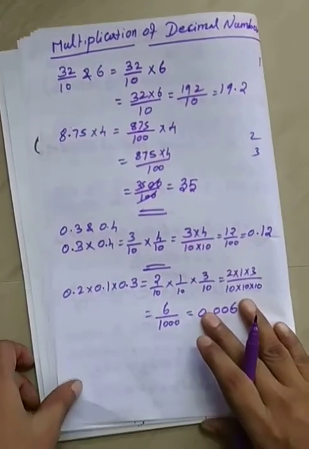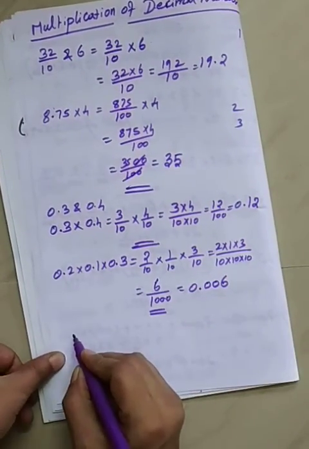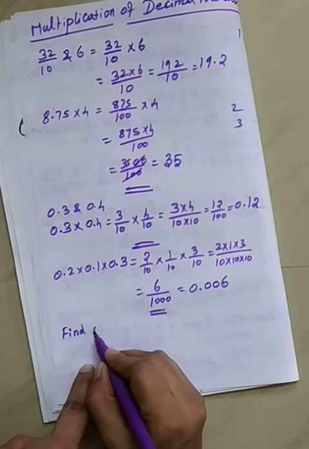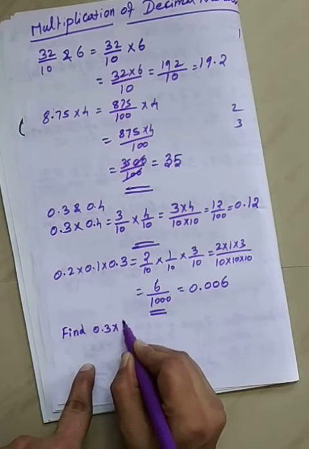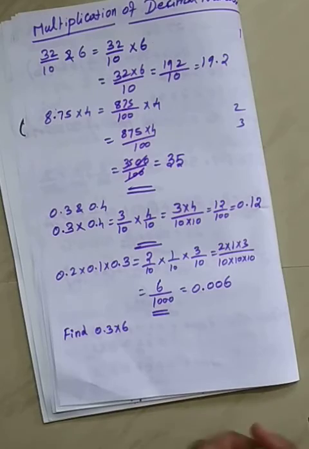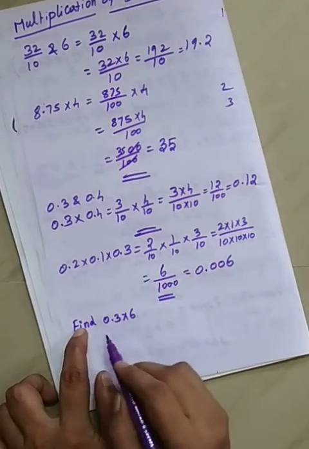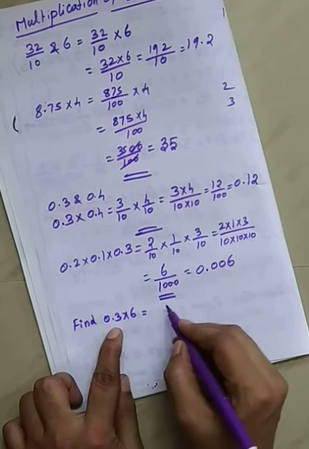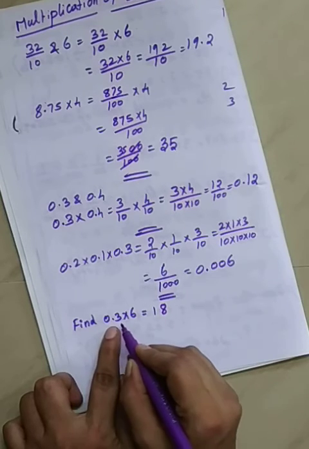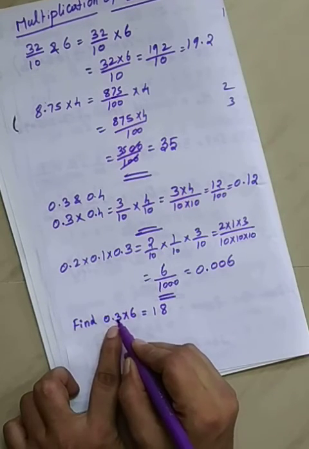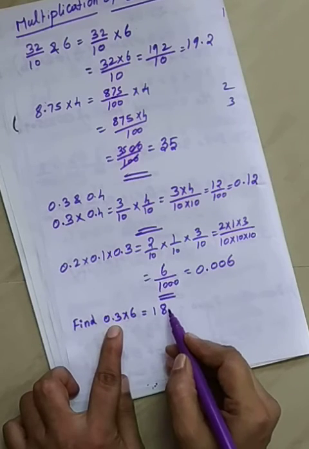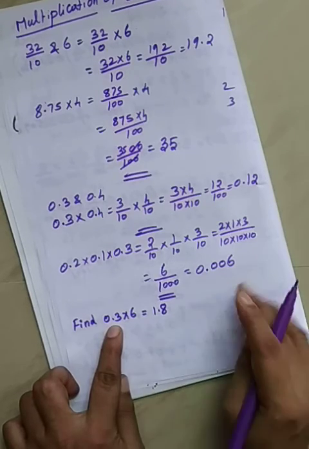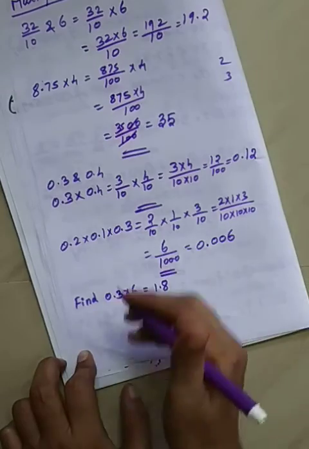Now we see some example problems. See here, find 0.3 into 6. Okay, that means find the product. See here, first 6 into 3, 18. Here, how many digits are there in that one? 0.3, only 1. So, rightmost 1. So, here you can put 1.8. Everybody clear?